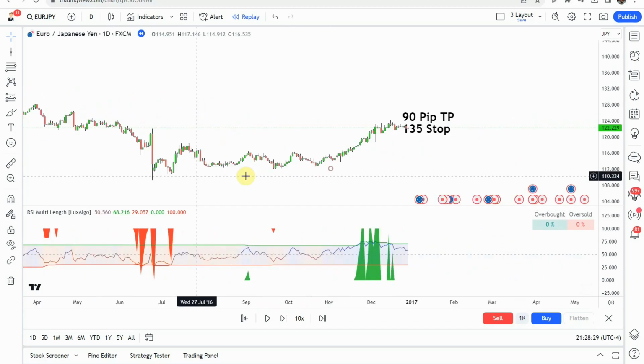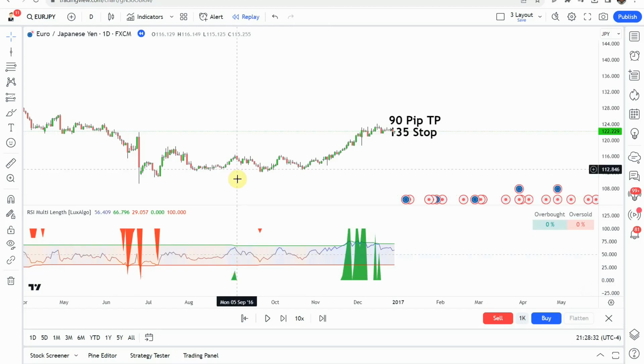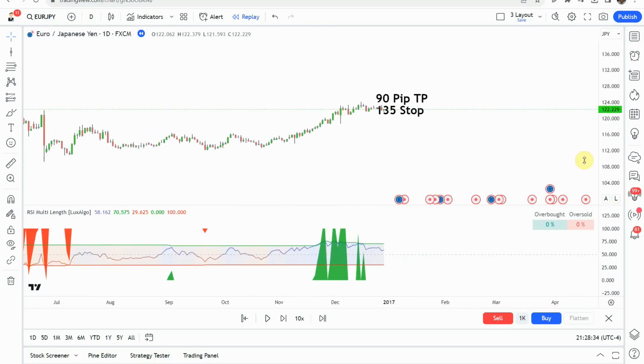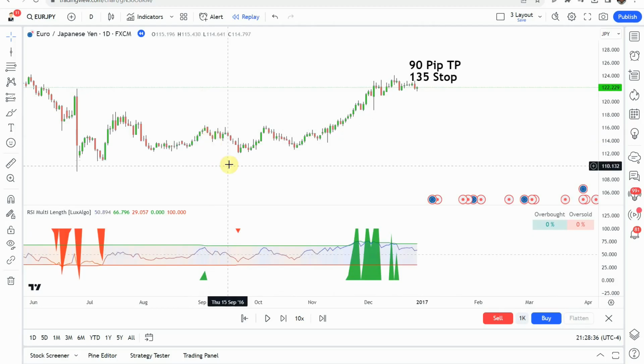Again, you see these instances where we get these small little spikes, and then shortly after we get a reversal in the price action. See a little spike here to the downside, we get a reversal.